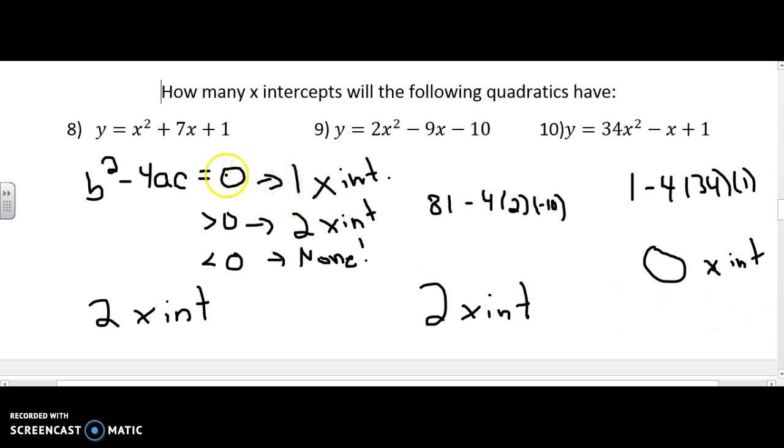All right, so that discriminant, the b squared minus 4ac, is all that you care about when it comes to how many x-intercepts the following quadratics will have.